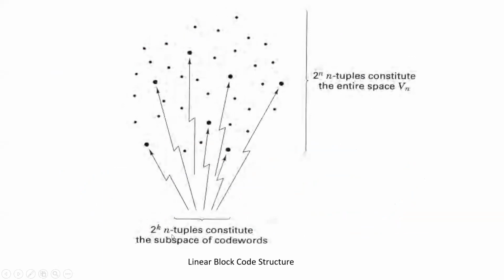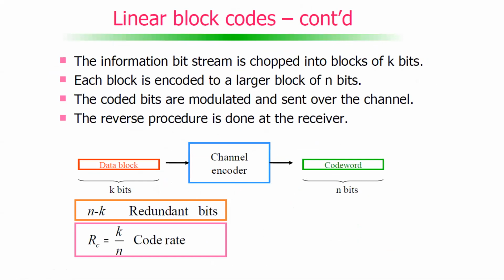2 raised to the power k n-tuples mean, if I take the example of k equal to 2 and n equal to 4, it will be 4 possible code words of 4 tuples each. 4 tuples each means 4 bits in the output code word constitute the subspace of the code words, and this is the entire space. So all dots represent the entire space, and whatever is selected will be called the subspace. So this will be equal to 2 raised to the power k, and this will be equal to 2 raised to the power n.